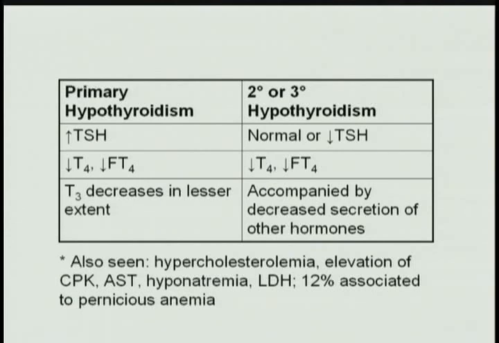It could be normal, meaning the level of it is within normal range, but it's abnormally low given the consistently low free T4. Remember, when you have a low free T4, your TSH should always be elevated. So this patient has an abnormally normal TSH depending on the low free T4.